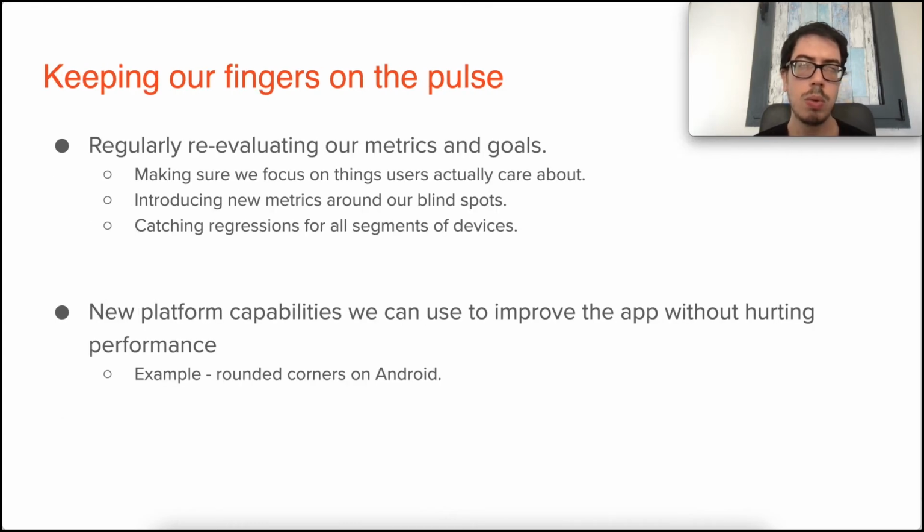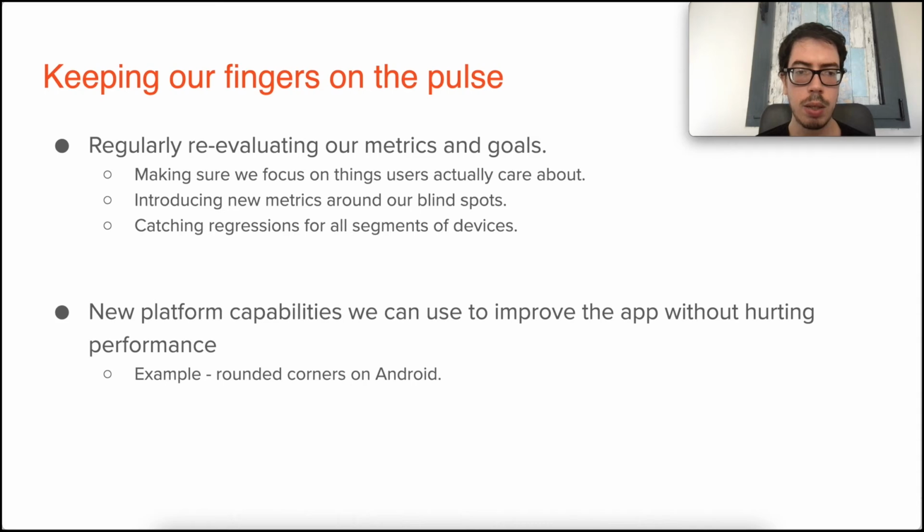We want to always be sure that we are still relevant. We need to regularly reevaluate our metrics and goals, and we make sure that we focus on the things that users on low-end devices really care about. This means that we constantly reevaluate our existing metrics, but also that we introduce new metrics around our blind spots. And like we mentioned earlier, we try to always catch regressions for any segment of users. So we don't want some set of devices to be left behind just because they are not very common in the world, or not the most common one.